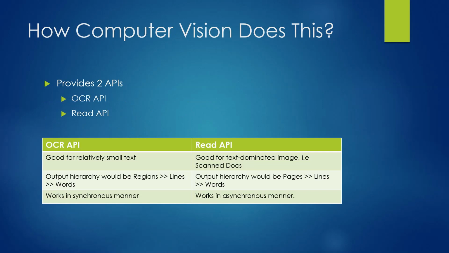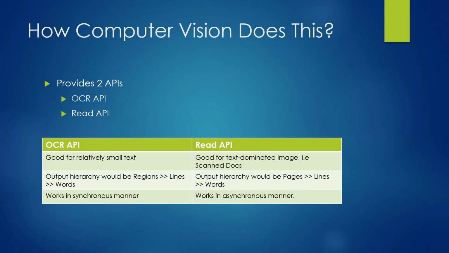To perform this text extraction task, computer vision provides us with two APIs, the OCR API and the Read API. Here I have placed a table which clearly explains when to use what. The OCR API works with many languages and is very well suited for relatively small text. But if you have so much text in an image, or if the image is text dominated, then the Read API is your option. The OCR API provides information in the form of regions, and regions will have lines, and lines will in turn contain words. So this is the output hierarchy which we will see in the case of the OCR API.